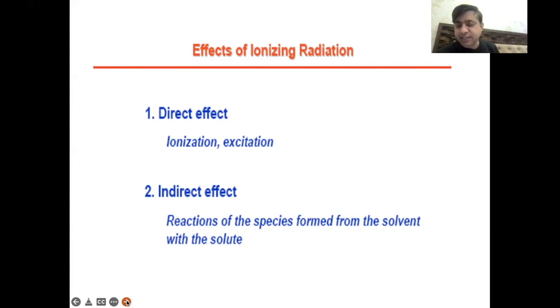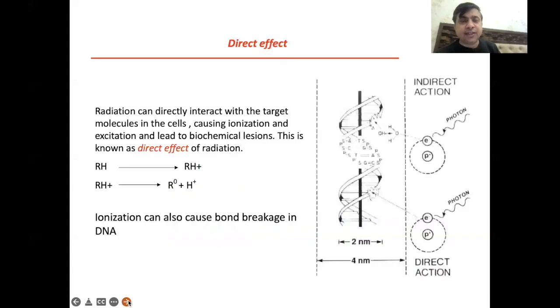So that's called indirect damage. Now it all depends upon the energy deposition rate, that which effect will dominate. If you talk about high energy deposition or low energy deposition, both the effects are supposed to take place. But percentage-wise, which will dominate or which will not dominate depends upon a factor called linear energy transfer.